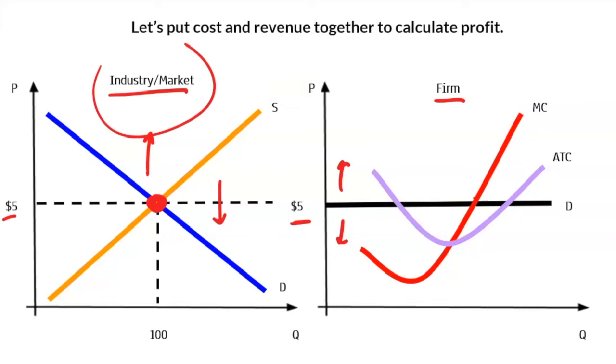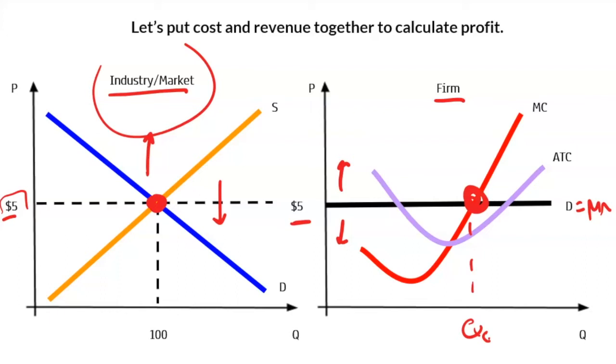And so at the firm, they're still going to be producing where MR equals MC, because demand also equals marginal revenue. So this is going to be how much they're producing for each individual firm. And the amount that they're charging, or the price, is just going to be the equilibrium price of the market itself.